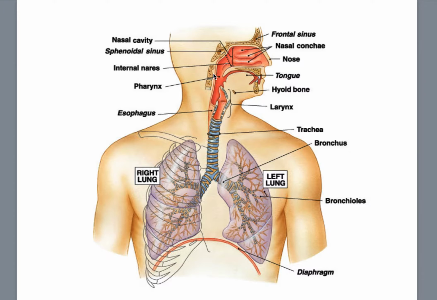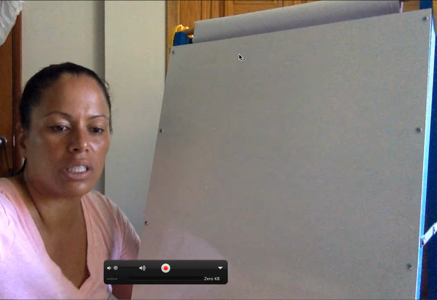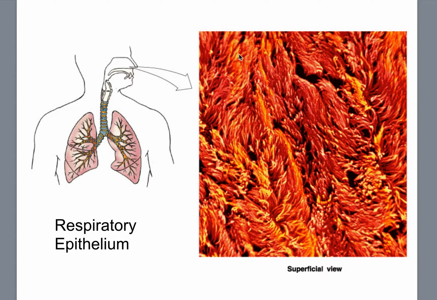The larynx is the voice box, the pharynx is the throat, and then these structures here. Let's continue on. So we have respiratory epithelium. Oh, I love this one. It's a favorite one for me to ask questions on.